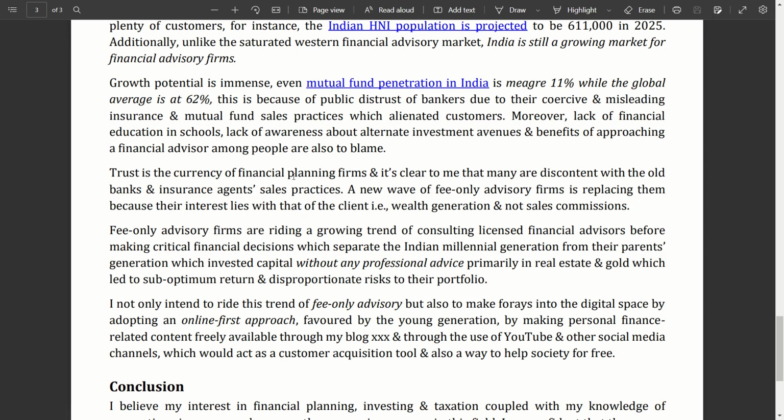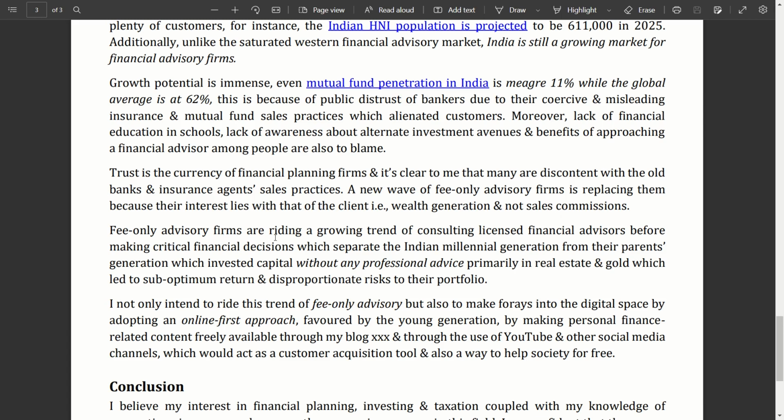Trust is the currency of financial planning firms, and it is clear to me that many are discontent with the old banks and insurance agents' sales practices. A new way of fee only advisory firms is replacing them. So, fee only advisory firms is basically the thing that I have been driving at. So, I am going to start my own fee only advisory firm because their interests lie with that of the client, that is wealth generation and not sales commissions.